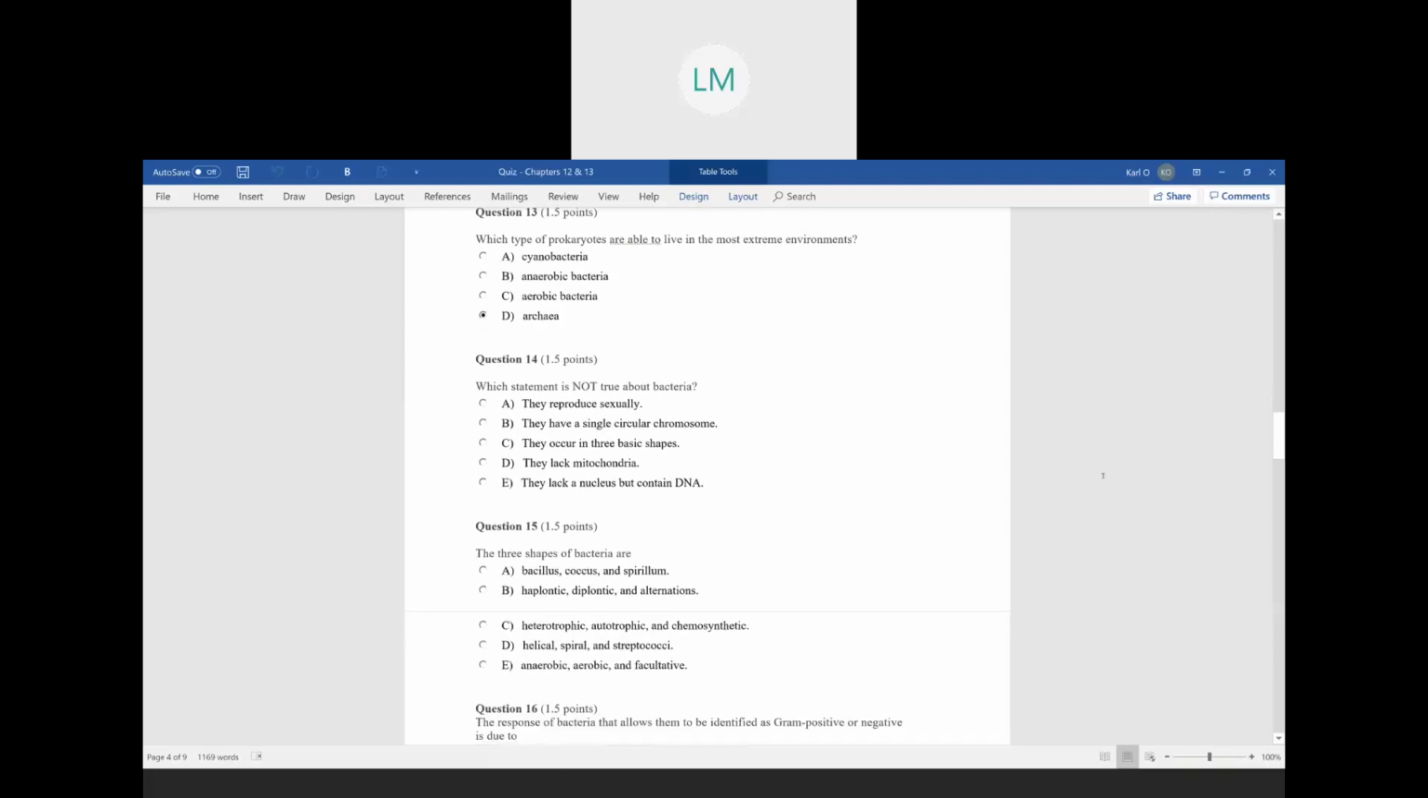Question number 14, which statement is not true about bacteria? So the first one here is that they reproduce sexually. Bacteria do not reproduce sexually, they reproduce asexually. So that's looking like our right answer here.